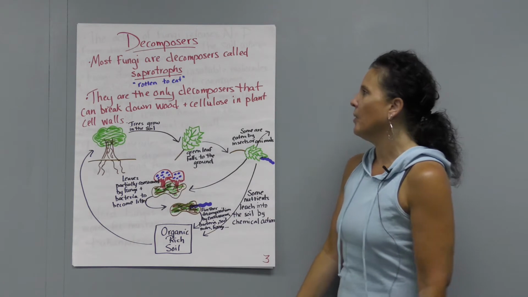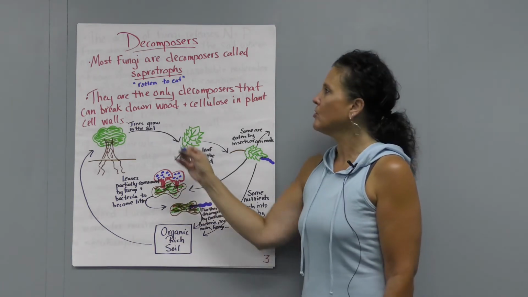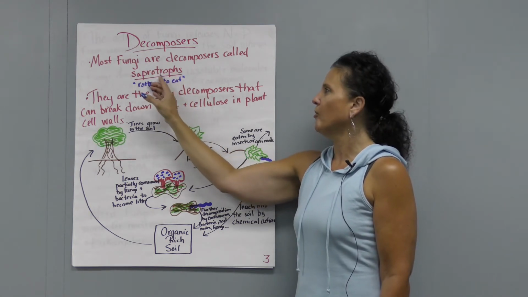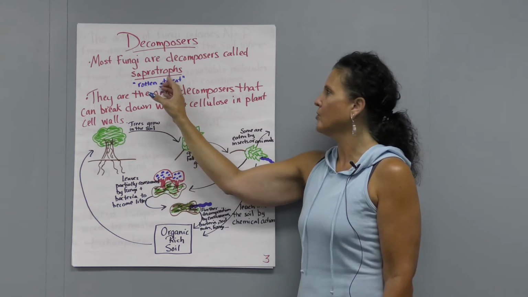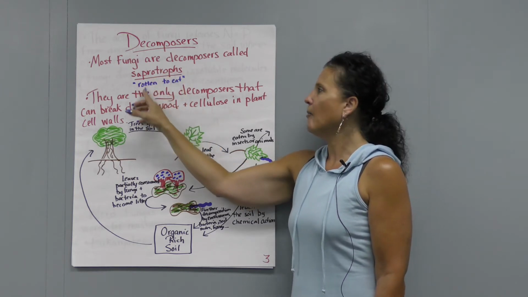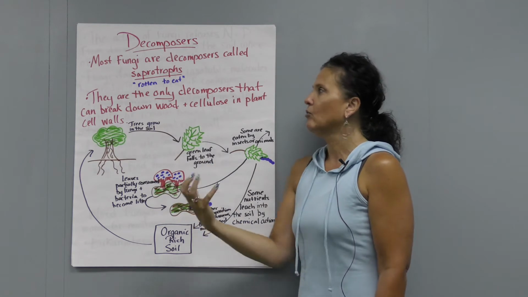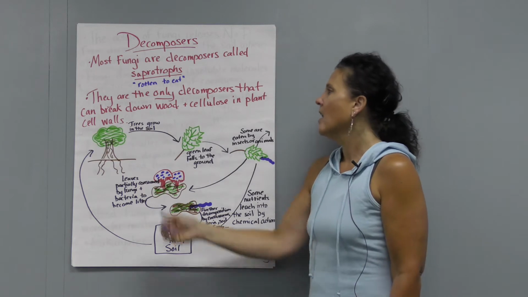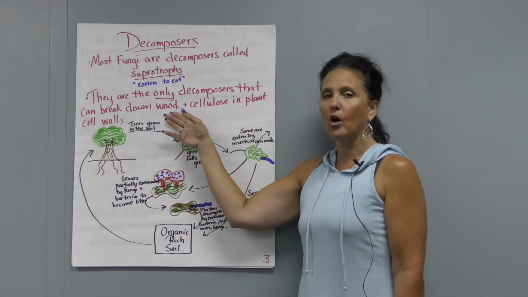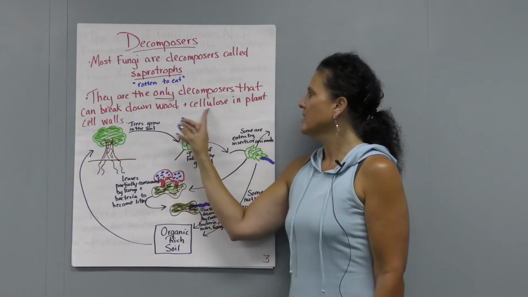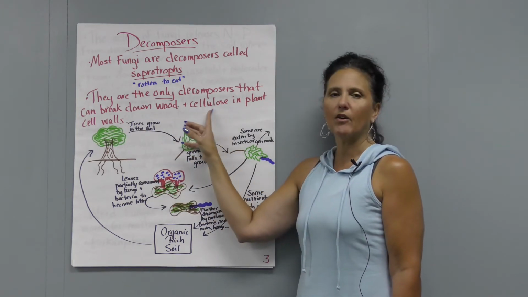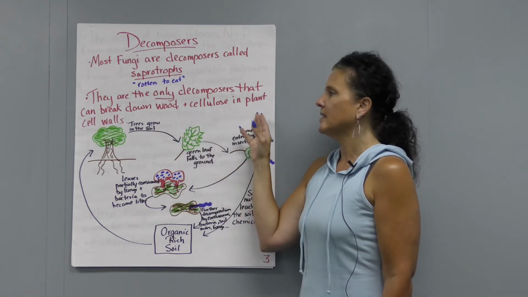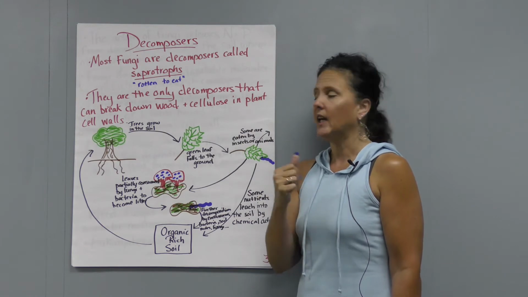Let's look at their role as decomposers. Most of them are decomposers, what are called saprotrophs. If you break this word down, we've looked at troph before, like heterotroph, autotrophs. Troph means to eat. Sapro means rotten. So essentially they're eating rotten things, decomposing things that are already dead, they're already rotten. They are the only decomposers that can break down wood and cellulose in plant cell walls. Cellulose is made up of glucose all hooked together, and we looked at glucose as a byproduct of photosynthesis, and this makes up plant cell walls, which gives them their rigidity, right, and their structure.